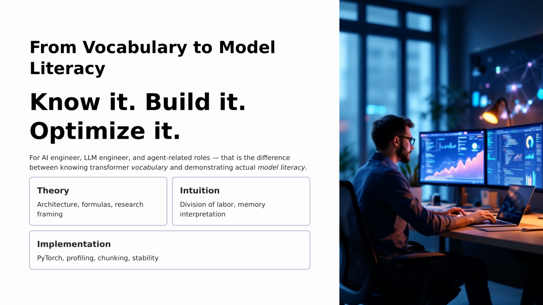For AI engineers, LLM engineers, and agent-focused roles, the real differentiator is model literacy. It's not just knowing transformer terms, but being able to build, reason about, and improve models in practice. That means combining theory, architecture, formulas, and research framing with intuition about how components divide work and store information, and implementation skills like PyTorch, profiling, chunking, and maintaining training stability.